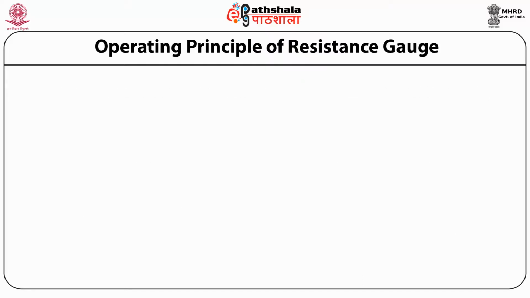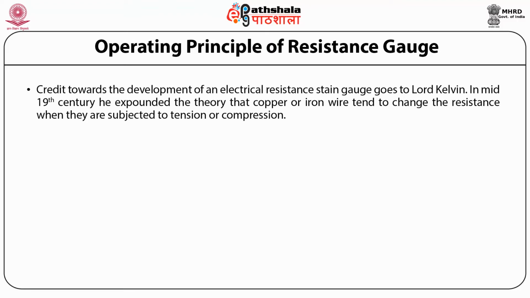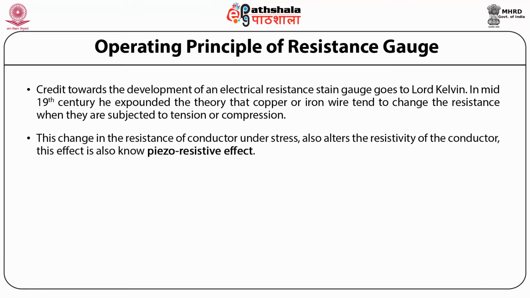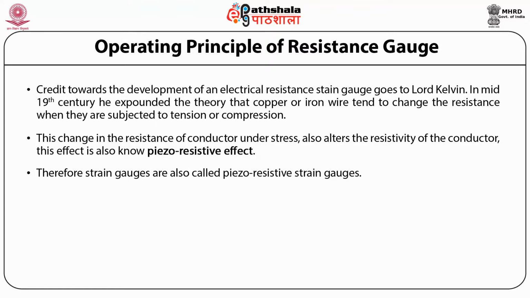Operating principle of the resistance gauge. Credit for the development of the electrical resistance strain gauge goes to Lord Kelvin. In the mid-19th century, he expounded the theory that copper or iron wire tends to change its resistance when subjected to tension or compression. This change in resistance of a conductor under stress also alters the resistivity of the conductor. This effect is also known as the piezo-resistive effect. Therefore, strain gauges are also called piezo-resistive strain gauges.